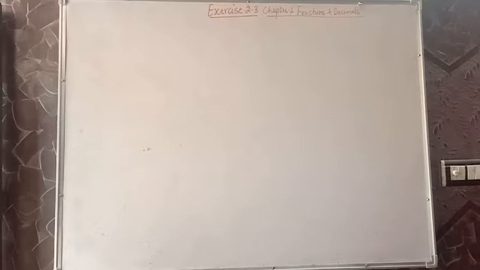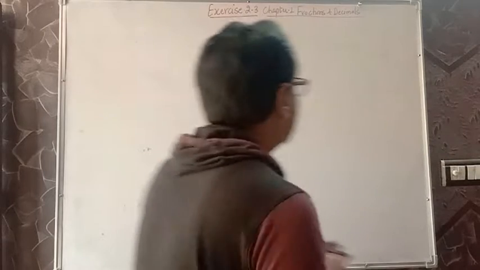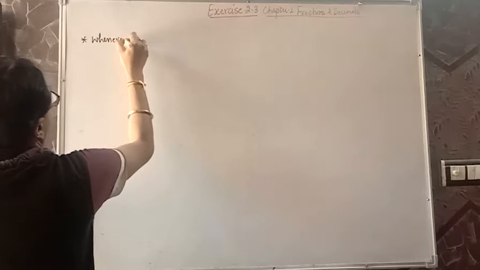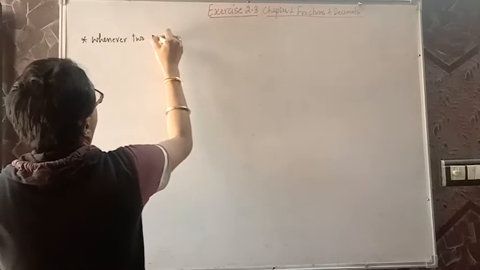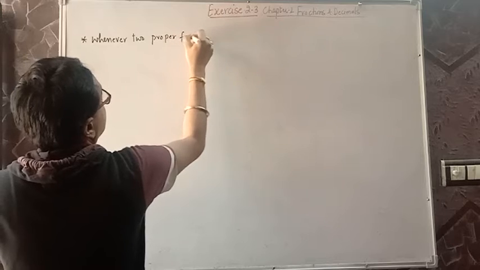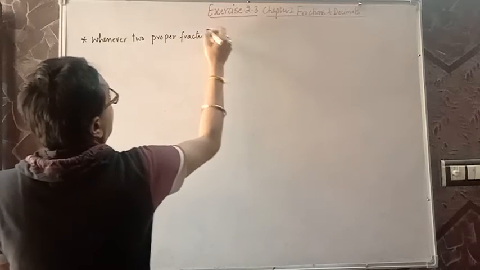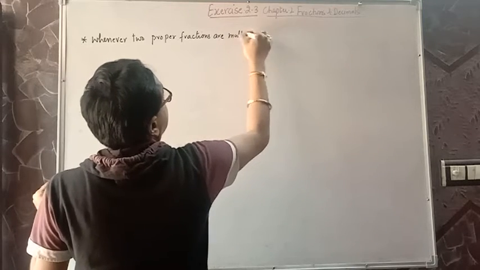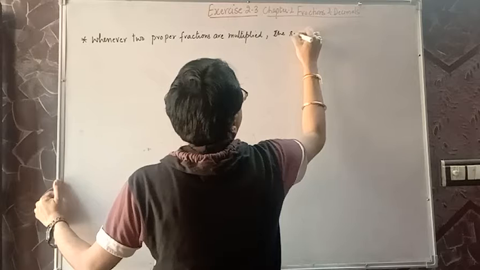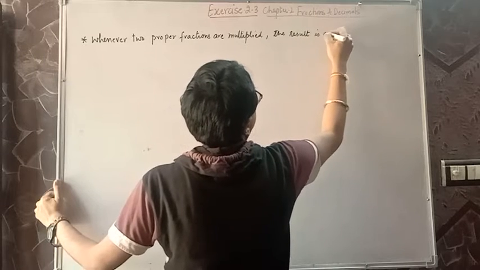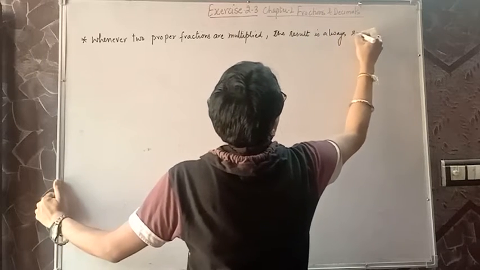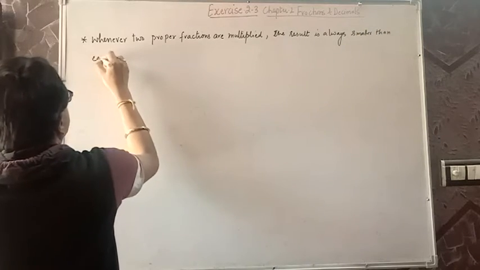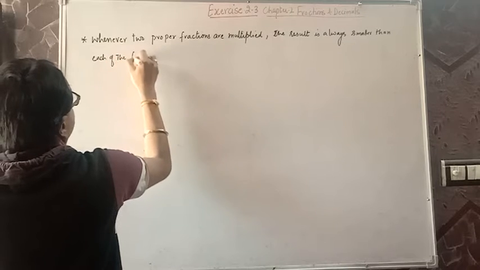So let's see two more important fundamentals: whenever two proper fractions are multiplied, the result is always smaller than each of the fractions. That's very important.